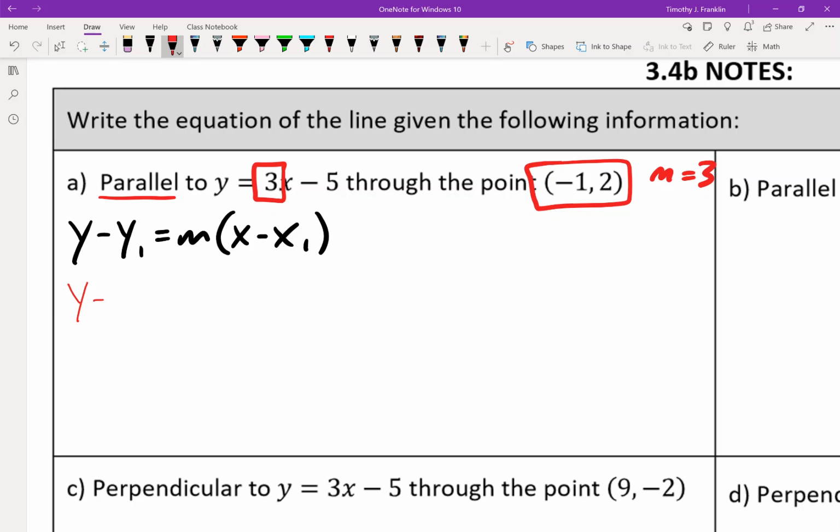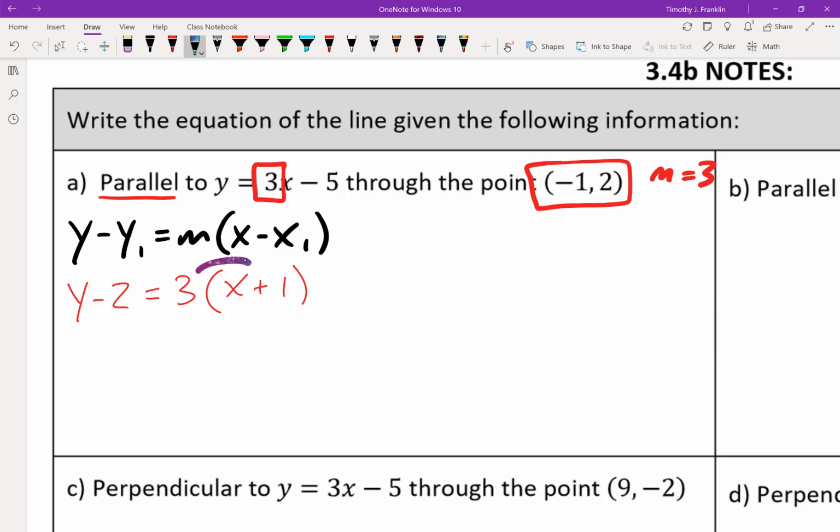So y minus the y value is 2, so y minus 2 equals, the slope is 3, which we found out from the problem, times x. Now this is a negative 1 for the x value, so because we would write minus negative 1, we're going to write plus 1 instead. So there is the equation of that line in point slope form.